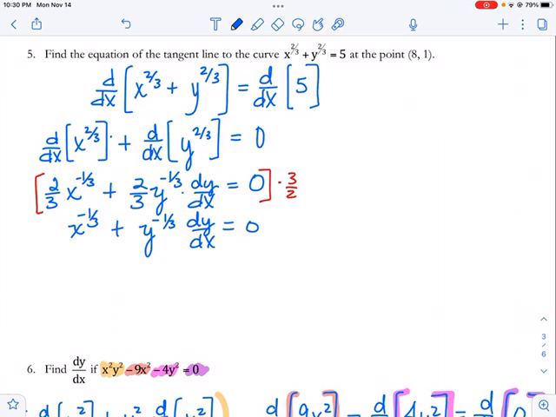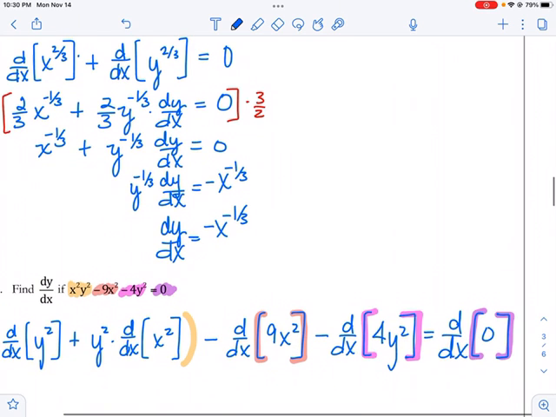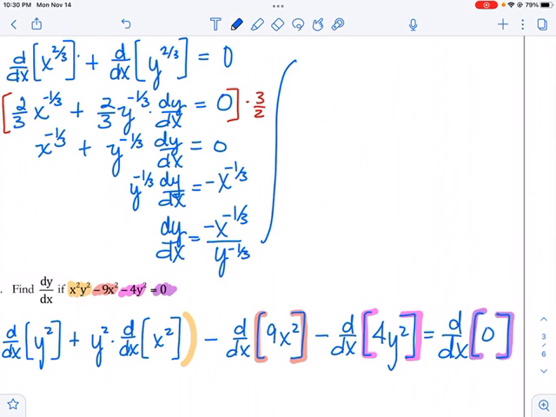So now I'm going to take the x to the negative 1/3 to the other side. So we have y to the negative 1/3 dy/dx is equal to negative x to the negative 1/3. These negative exponents are kind of irritating, so we're going to divide both sides by y to the negative 1/3.